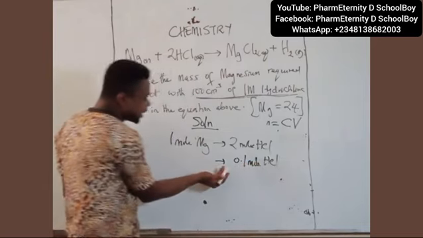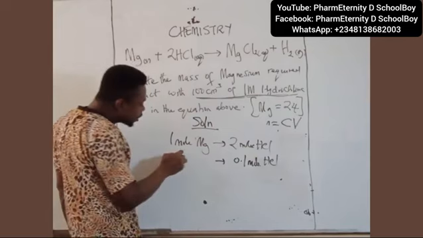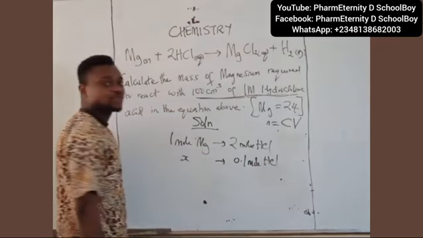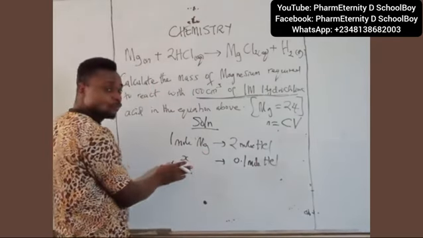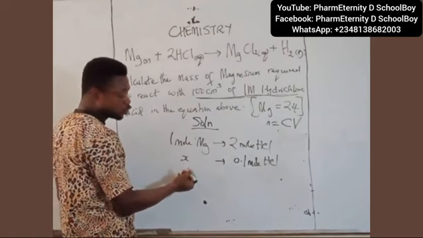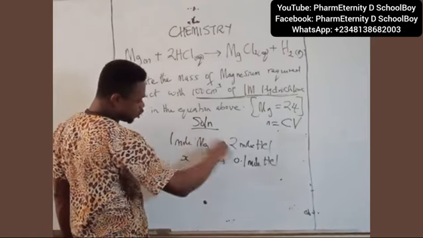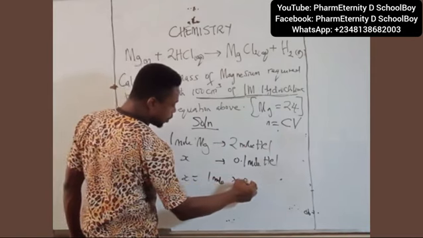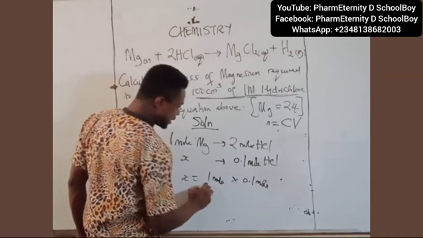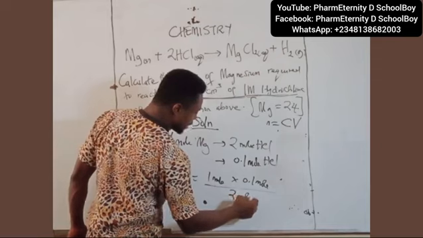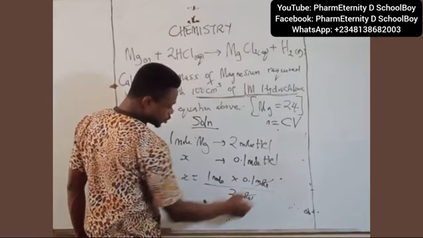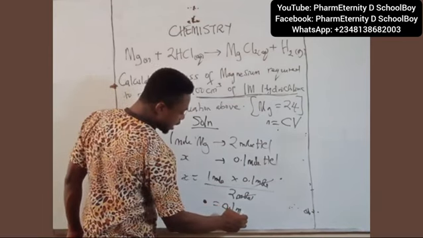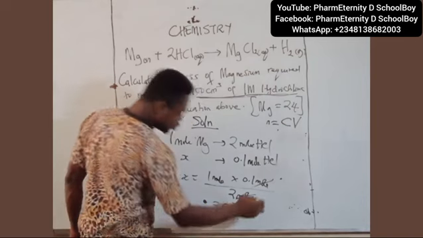Now, if we obtain this 0.1 mole, what is the number of moles of magnesium that will react with this 0.1 mole of hydrochloric acid? So we look for this x. We call it x. X is now equal to, we cross multiply, 1 mole of magnesium times 0.1 moles of hydrochloric acid divided by 2 moles of hydrochloric acid. Moles will cancel moles. So we are left with 1 mole times 0.1, we have 0.1 mole over 2.